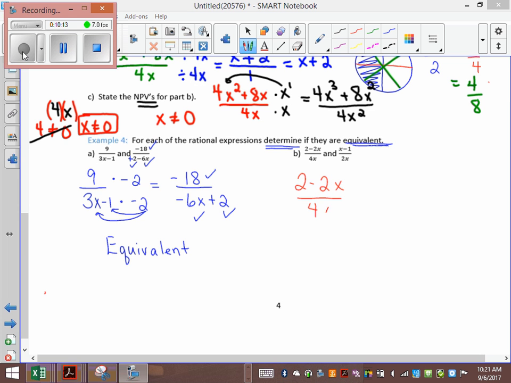You could have gone the other way and that'd be fine. So divide by 2, divide by 2. 2 divided by 2 is 1. Negative 2x divided by 2 is negative 1x. And then 4x divided by 2 is 2x. Positive 2x, positive 2x, positive x, negative 1. It's the problem. It doesn't work. So what is it? Not equivalent.